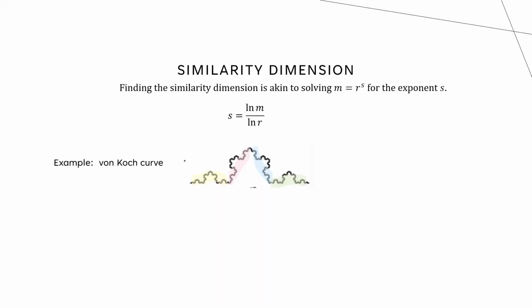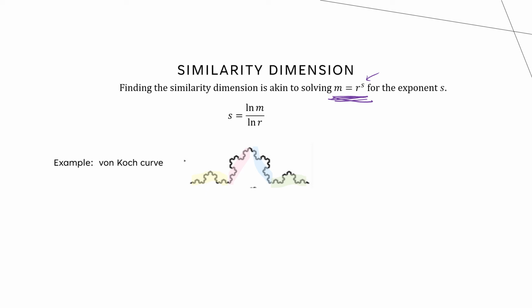Let's look at actually doing one together. So finding the similarity dimension is akin to solving this equation right here. This is a simplified version of that summation, which actually made it much, much easier to solve things. So we're solving it for that s, for the exponent, which if you remember our basic algebra, we just apply ln to both sides and we can solve for s. And then here we have an example of the von Koch curve.